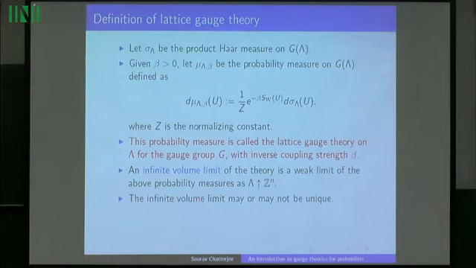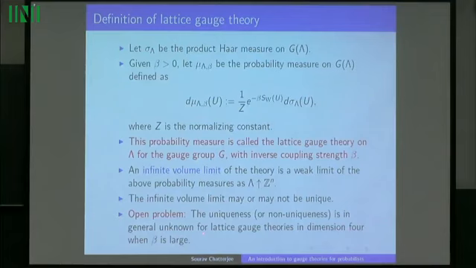So this infinite volume limit may or may not be unique. This is a big question in statistical mechanics. Always, whenever you have this kind of statistical mechanical model, whether this infinite volume limit is unique or not. And this is actually an open problem. So in dimension 4, and I think in dimension 3 also, it's not really known whether these infinite volume limits are unique. I think they're believed to be unique, but it's not known.